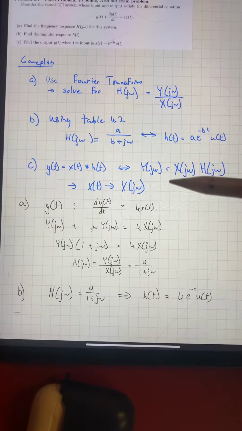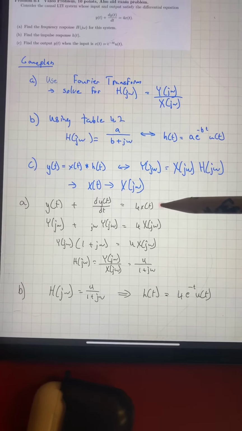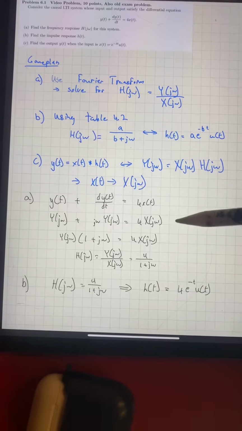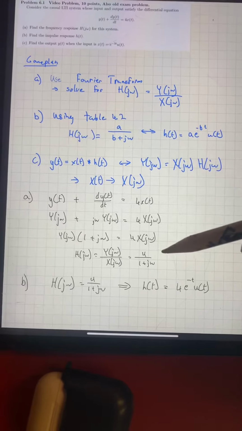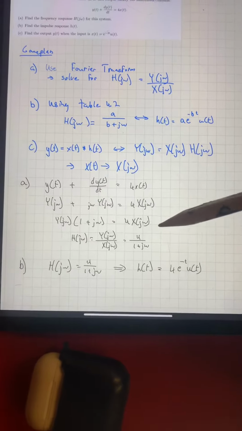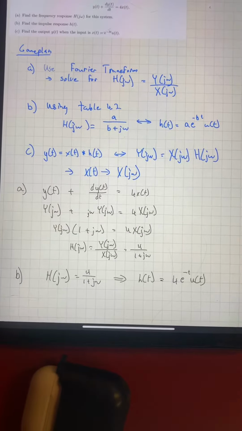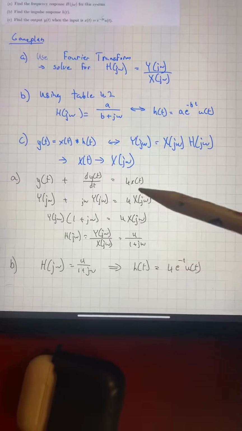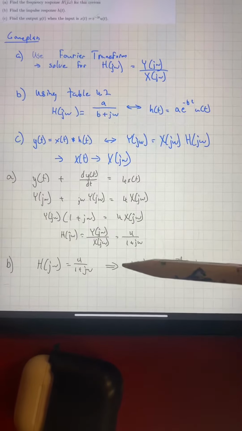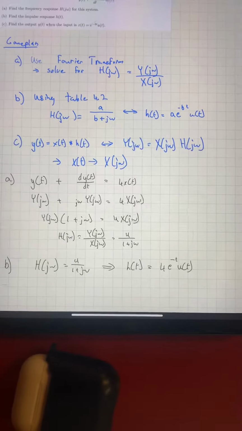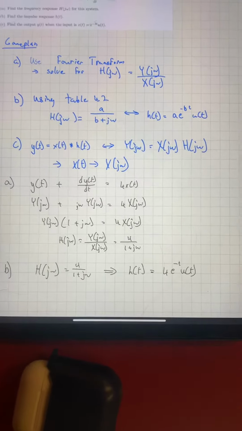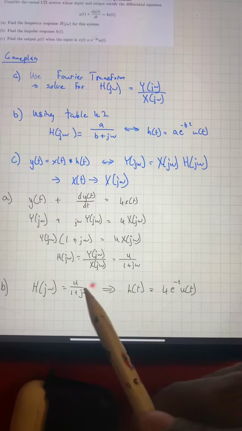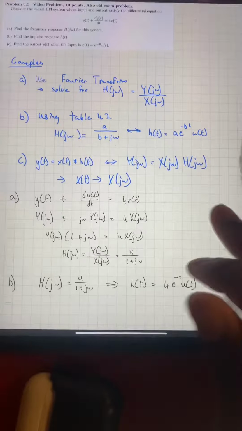For part A, as you can see, I changed from time to frequency to make things easier to do. And then from then on, by just using simple algebra, we can then solve for our frequency response h of j omega. For part B, we get our frequency response from part A, so all we're going to use is the table to solve for our impulse response h of t. So it's just as simple as that, and we're actually going to be using this process again later on.